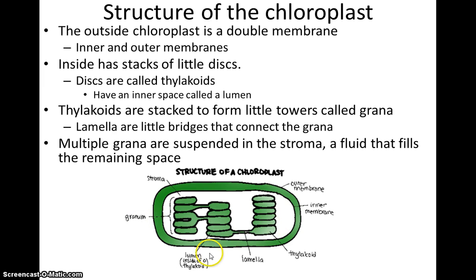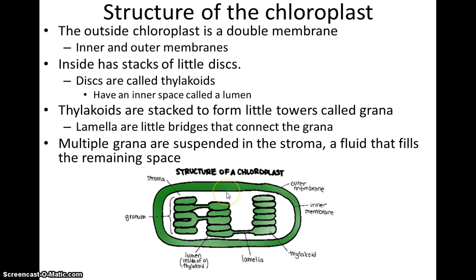The other thing you might notice is it almost looks like there are these little bridges, or if we use our pancake analogy, it's like the syrup is running through. These are called lamella. It's just a little bridge that connects the grana, and this allows fluid to run between the lumen.